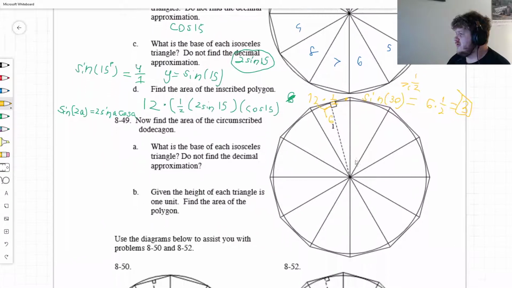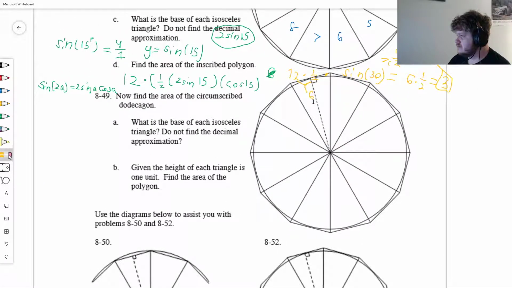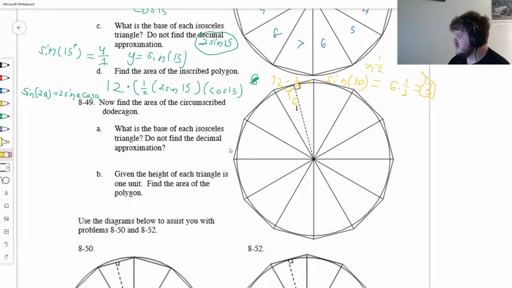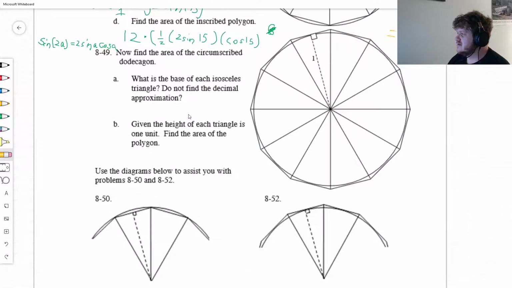Now what we're going to do is continue on to 4-89, and we're going to find the area of a circumscribed dodecahedron. So I'm going to go ahead and erase some of the markings here. One of the benefits of video capture is that you can always go back and double check that, so no mistakes, just happy little accidents.